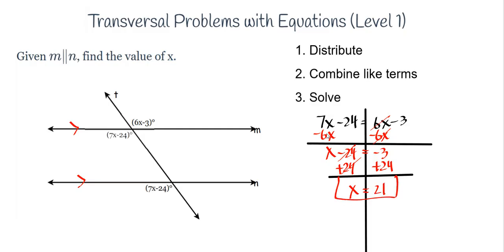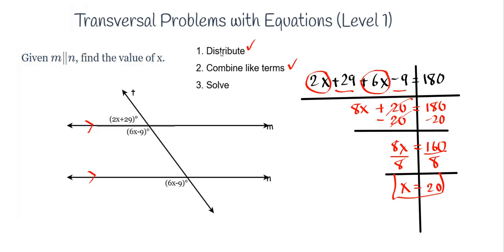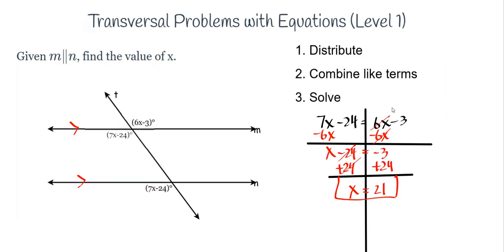Now I do want to point out that if you had subtracted 7x on each side, you would have a negative x on this side. So then you'd have one more step of dividing by a negative 1. But again, either way, there you go. So you have an example with transversal problems where you have angles that are supplementary, meaning they add up to 180. And then you have an example where angles are actually equal to each other because they're congruent.